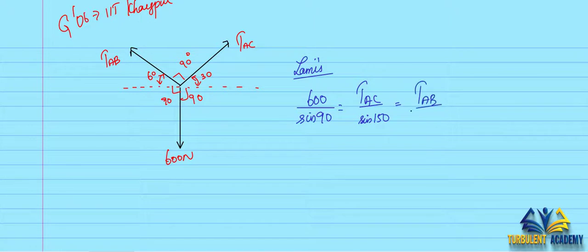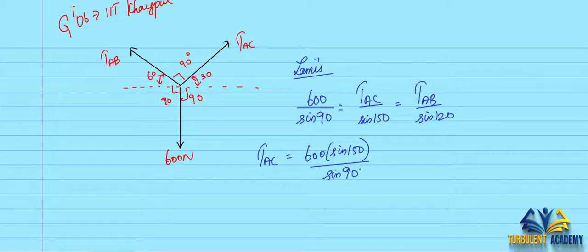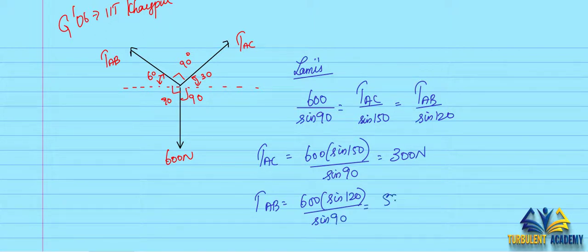is equal to TAB divided by sin 120. Just by solving this equation, you will get TAC. So TAC is equal to 600 sin 150 divided by sin 90, which fetches about 300 Newton. And for TAB, 600 sin 120 divided by sin 90 is equal to 520 Newton. So now we have solved it. This is method 1, the first method.